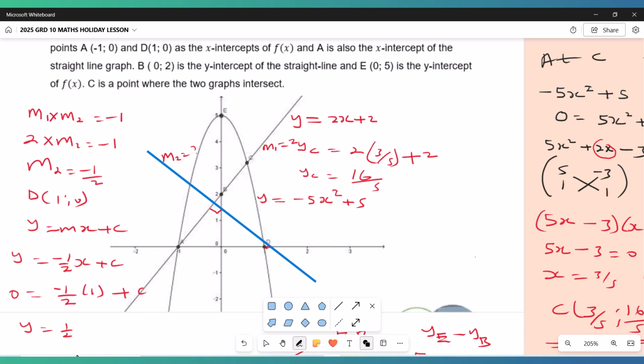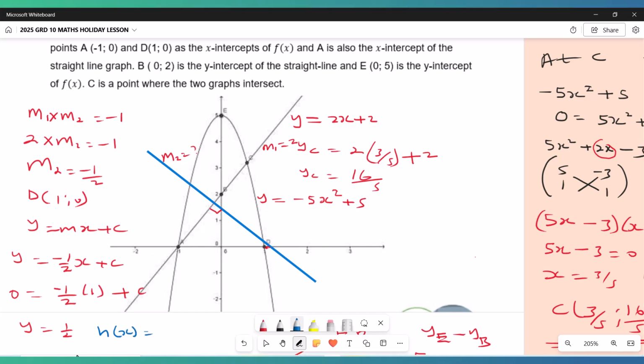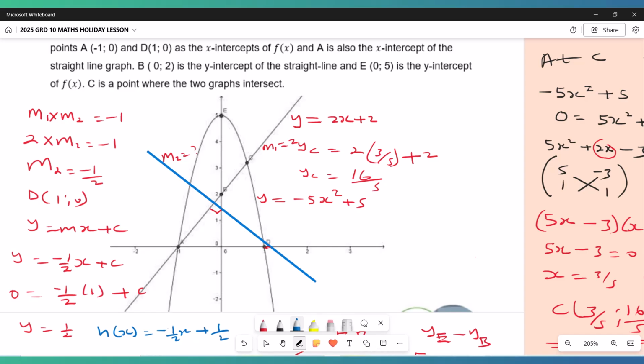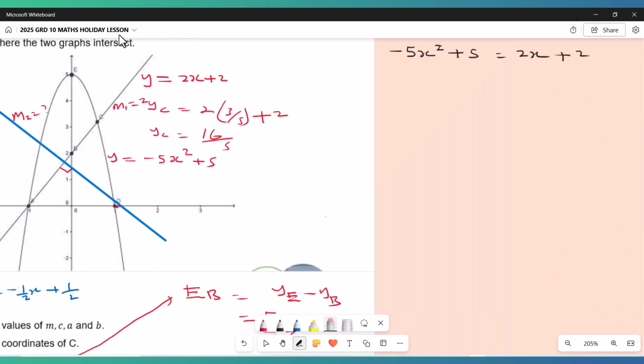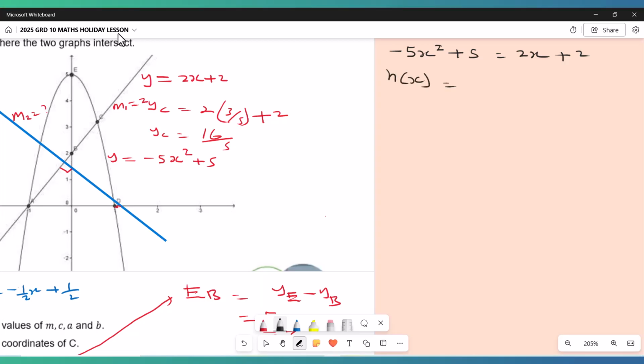So meaning that the equation which they call the h of x is given by negative 1/2 x plus 1/2. Next we look at h of x together with the parabola and then the other straight line, one at a time. So don't forget that here our h of x equals negative 1/2 x, then plus what?